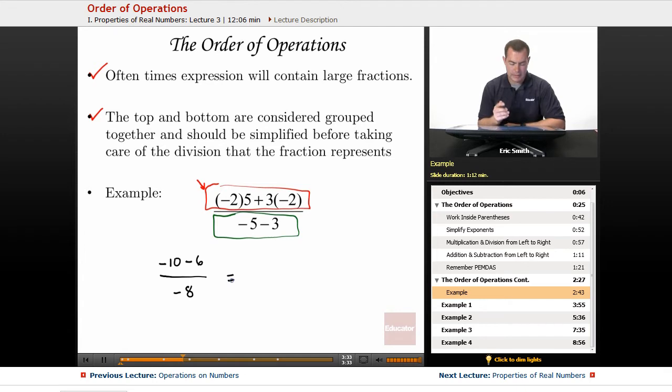Okay, negative 10 minus 6. Negative 16. And on the bottom I still have that negative 8. So we've really worked to look inside each of those groups and simplify them using our order of operations in there. Now I simply have a negative 16 over a negative 8, and that is a 2. So watch for those large fractions to play a part.